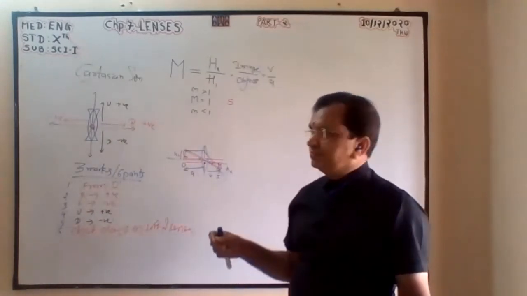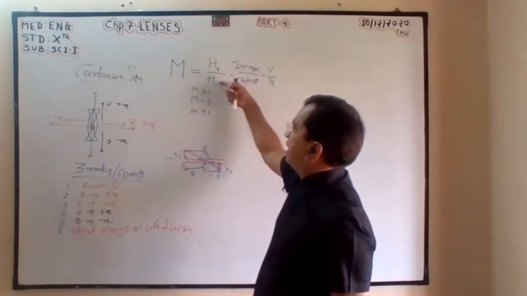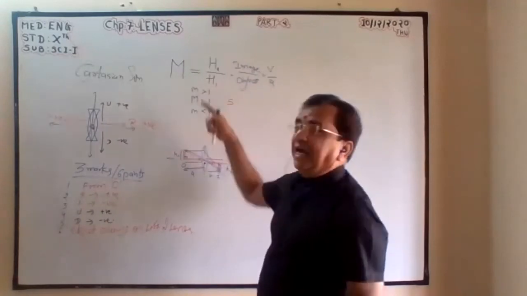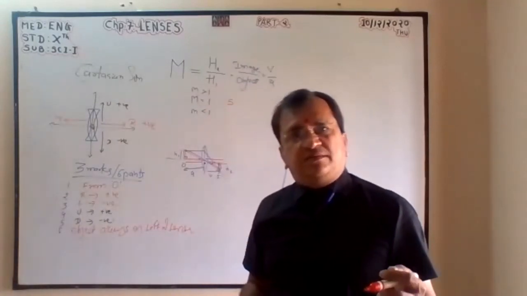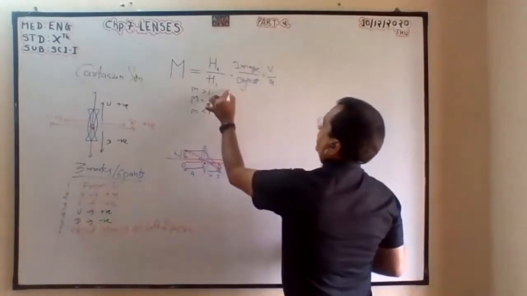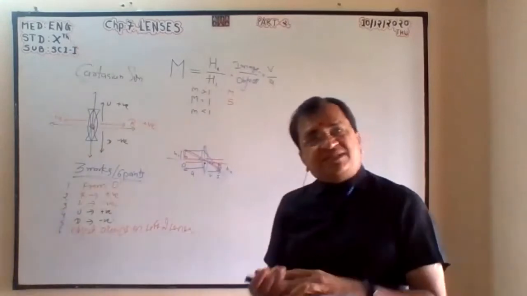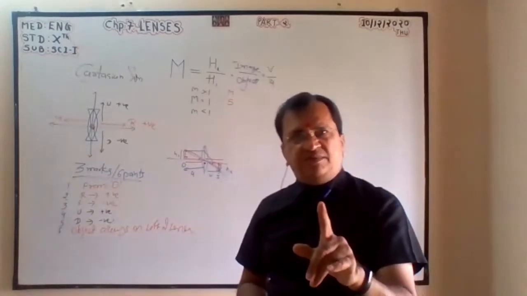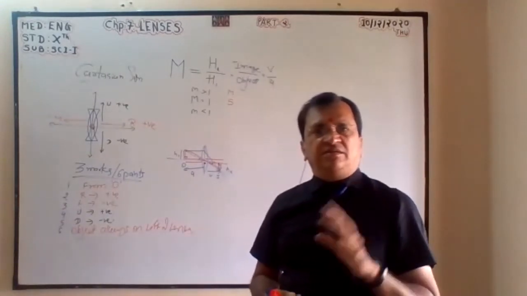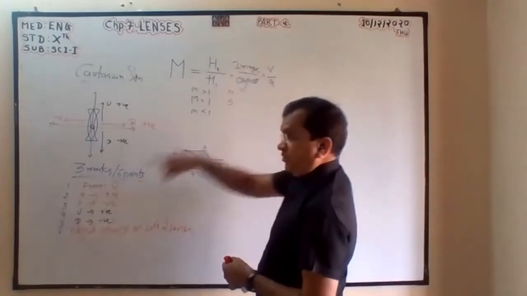Next. If this is 20, this is 10, so you are getting two as the answer. M is greater than 1. M is greater than 1 means magnifying. When M is less than 1, here 10, here 20, you get 1 by 2.